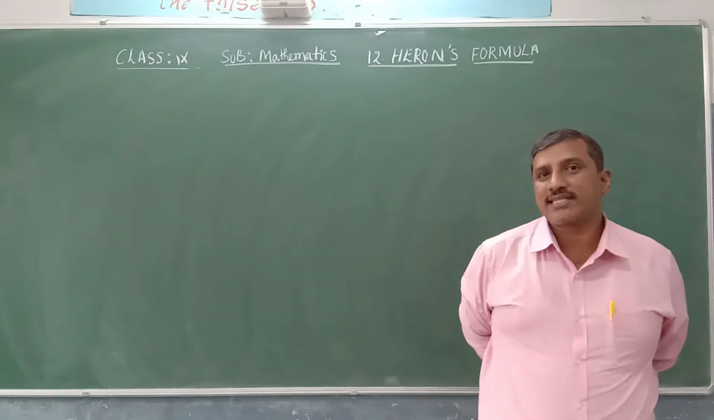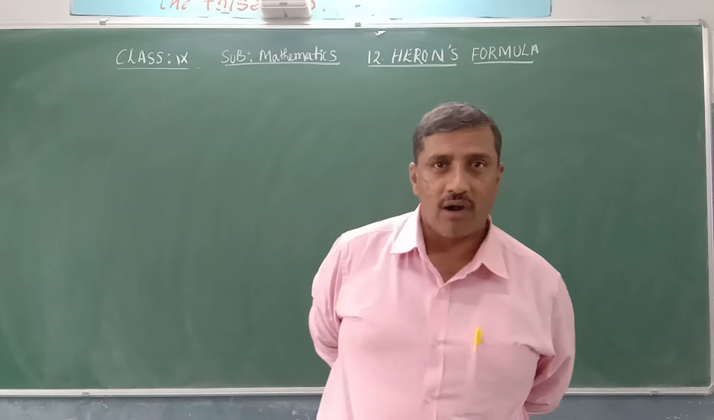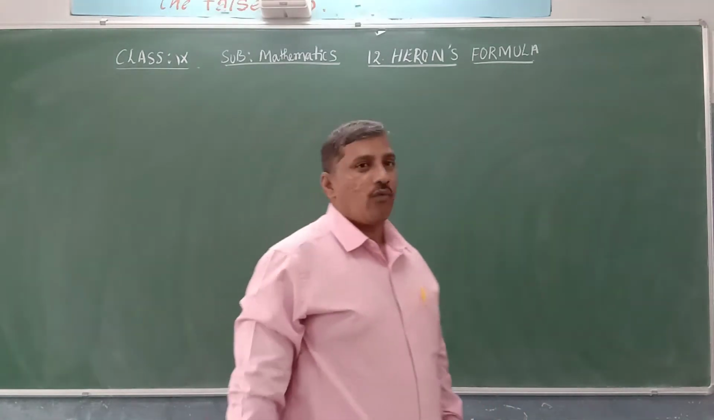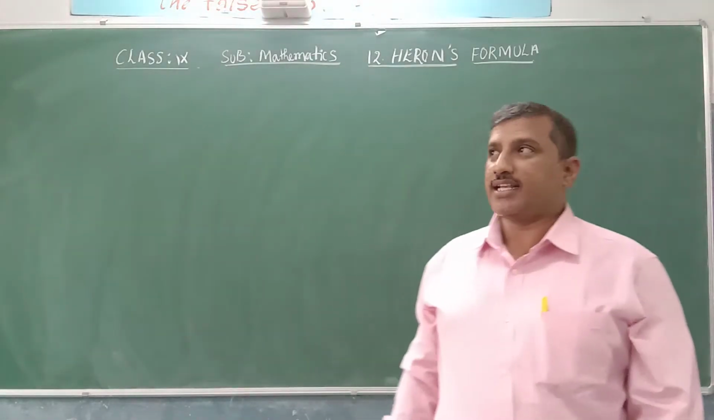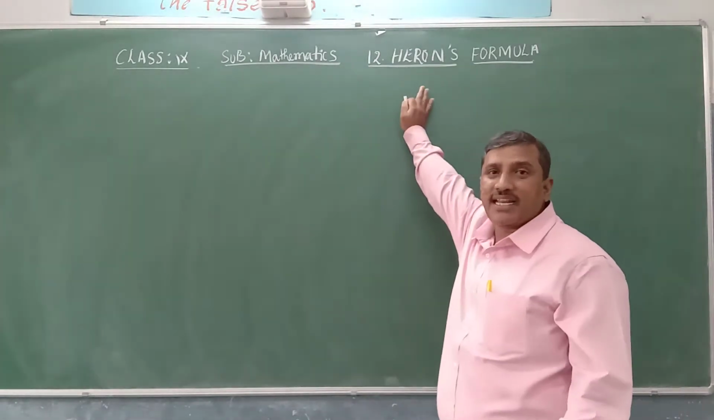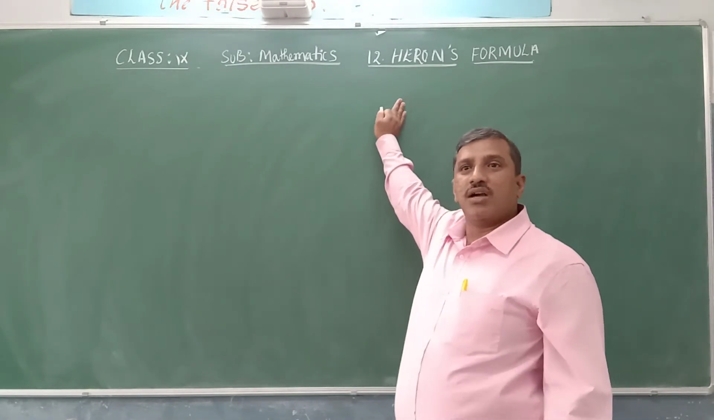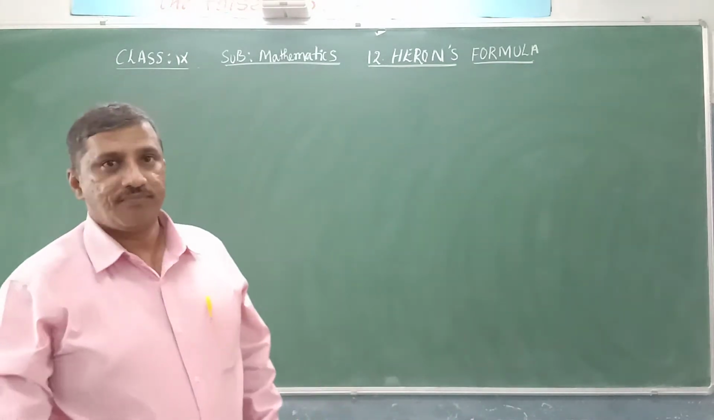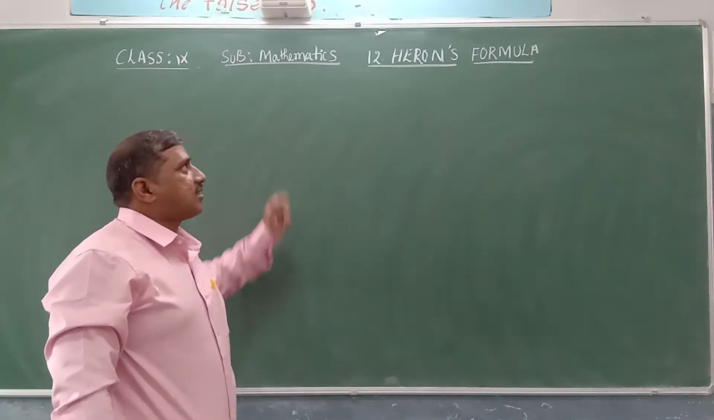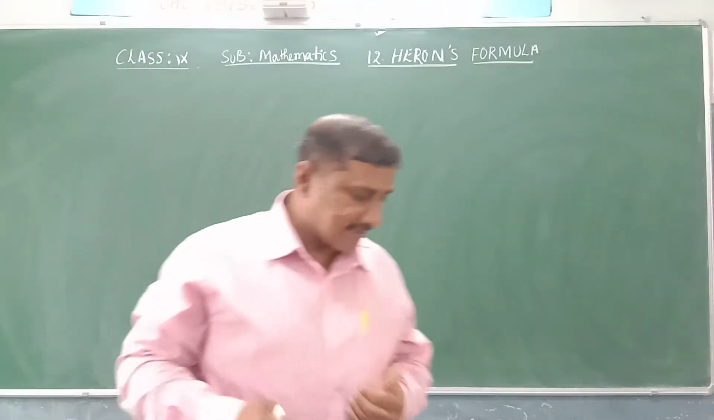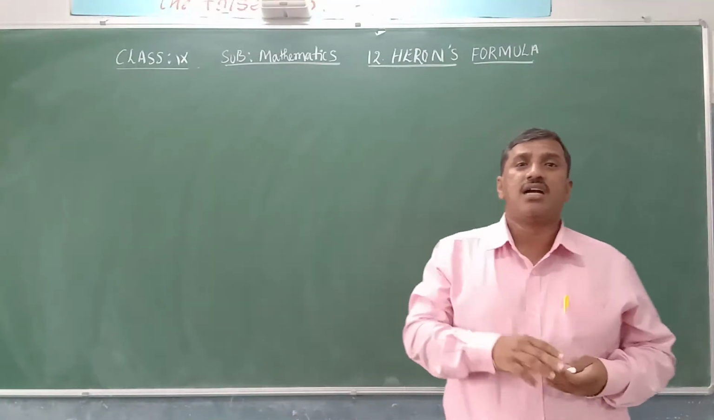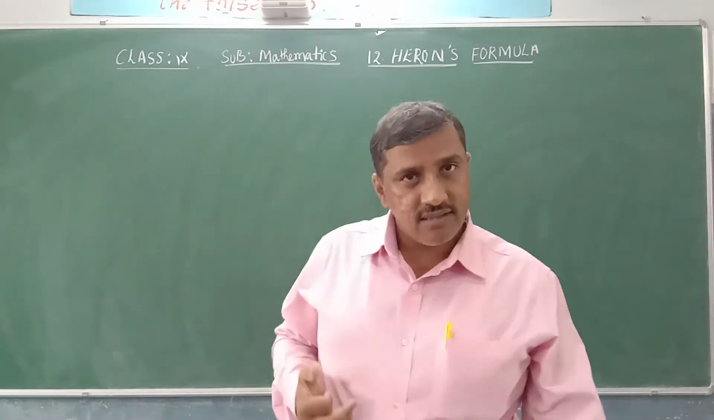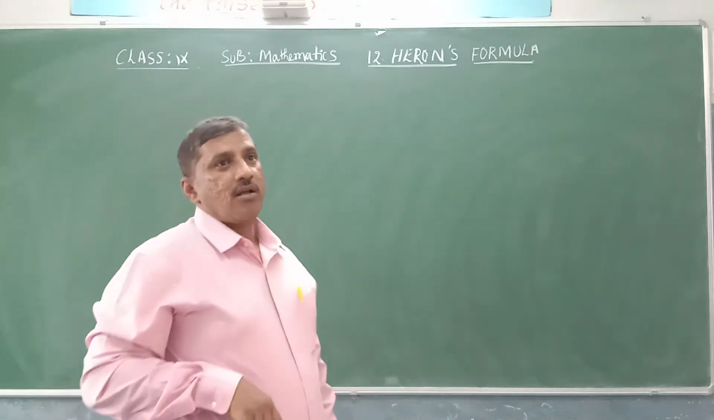Today we are going to discuss the 12th chapter, Heron's formula, also known as Hero's formula. Heron's formula: what it is, where we use it. Heron was a great mathematician and physicist. He did many wonderful works in the concept of mensuration, that is areas, volumes and perimeters of plane figures and three-dimensional figures, 3D shapes.